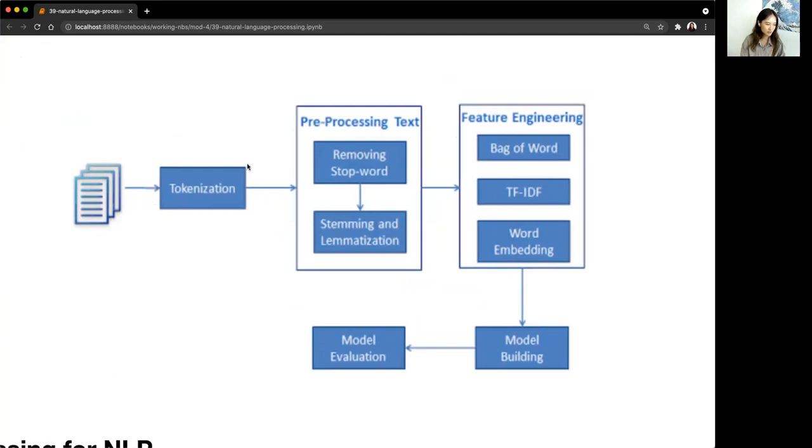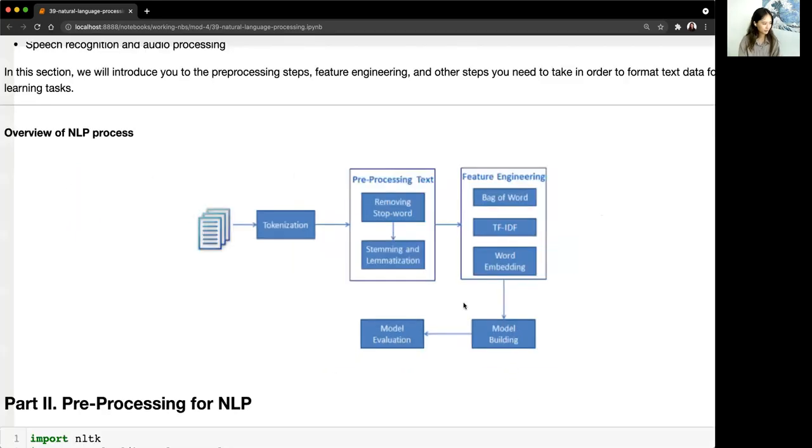We're going to first go through the process of tokenization. That's the first thing that we'll hit. Then we'll talk about pre-processing text, which is basically data cleaning, but for text. Feature engineering, which is what bag of words comes underneath. Then we'll talk about our model building and model evaluation. Again, exactly the same as what we were doing before.